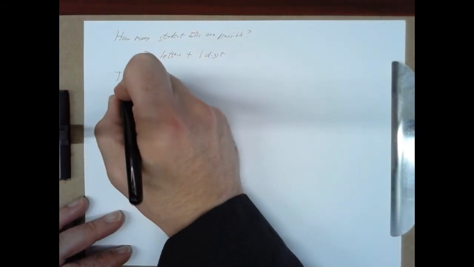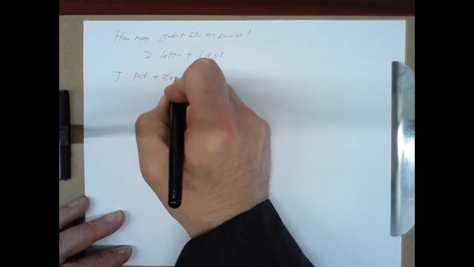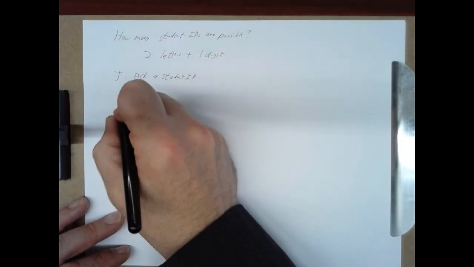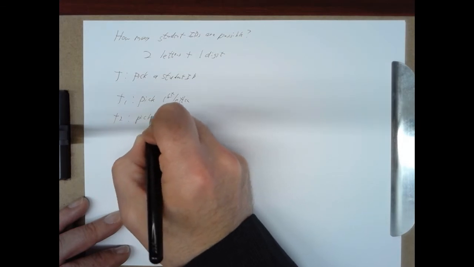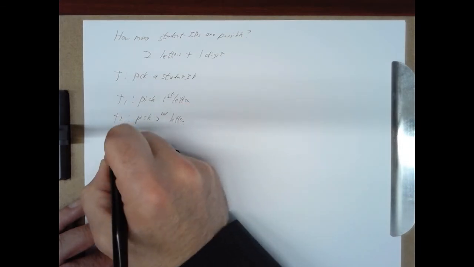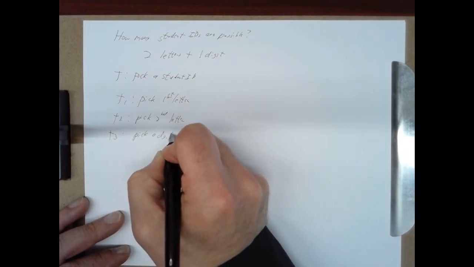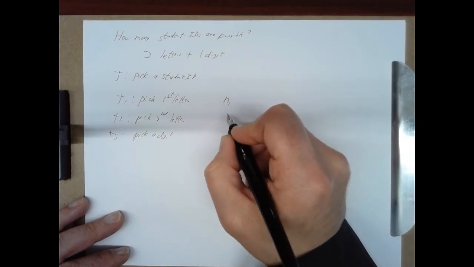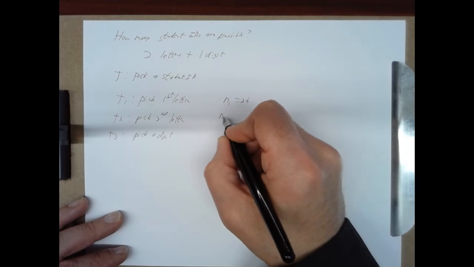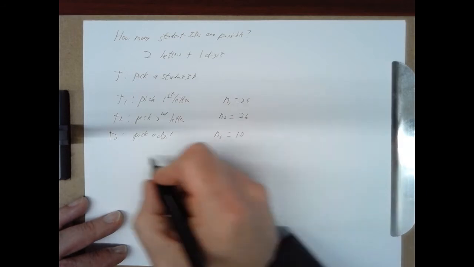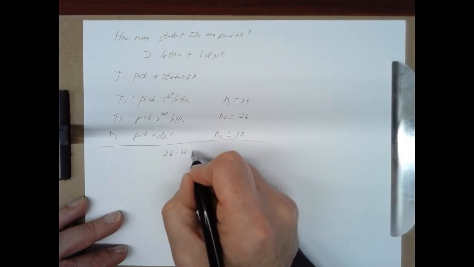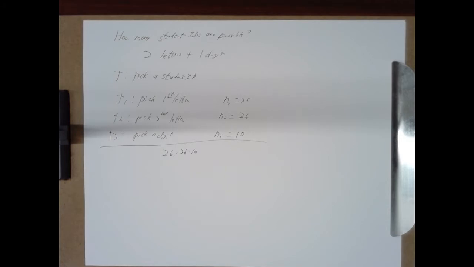So T is the task of picking a student ID. And we can split it into 3 subtasks. T1, pick the first letter. T2, pick the second letter. T3, pick a digit. So how many ways can we pick a letter? And how many ways can we pick the second letter? Still 26. And how many ways can we pick a digit? 10. So the total number of ways that we can pick a student ID is 26 times 26 times 10. Therefore, that's the number of possible student IDs. Make some sense?